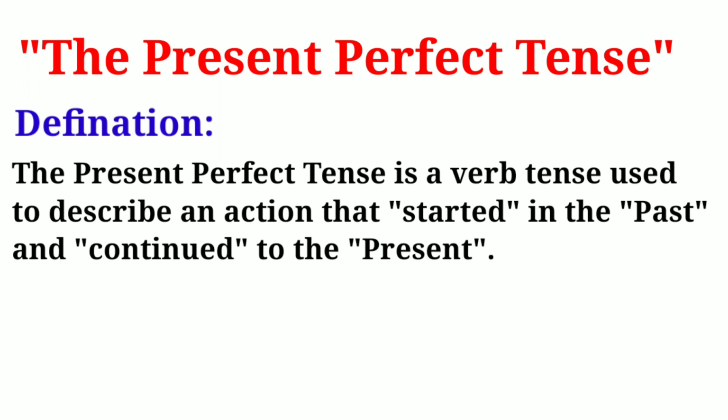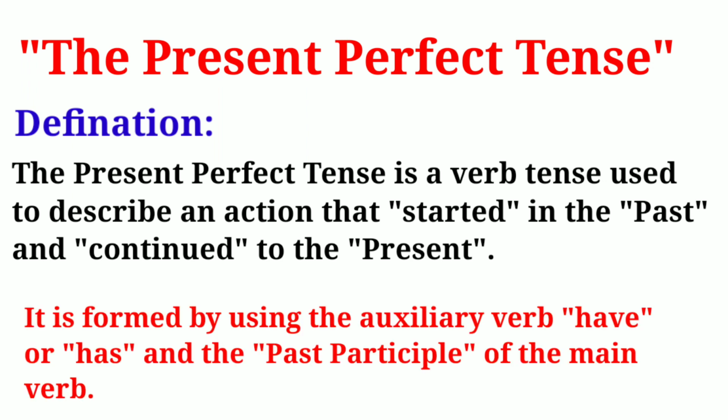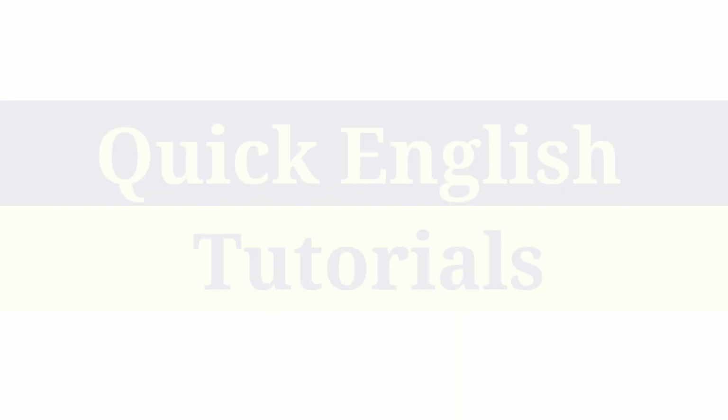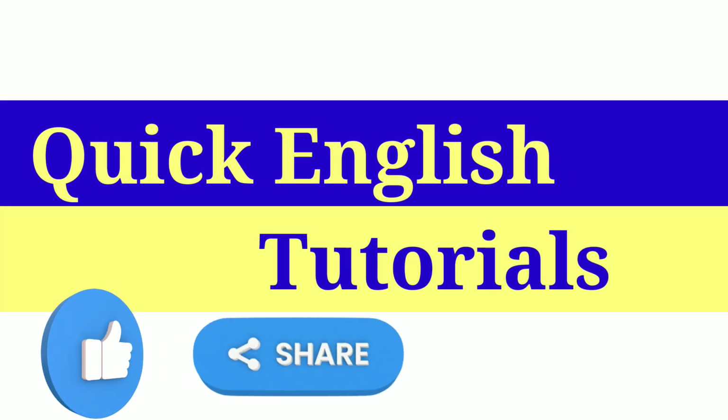The present perfect tense is a verb tense used to describe an action that started in the past and continued to the present. It is formed by using the auxiliary verb have or has and the past participle of the main verb.